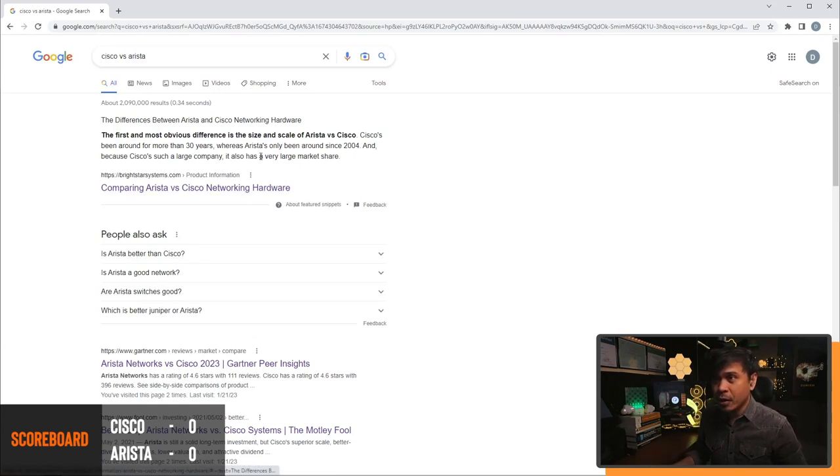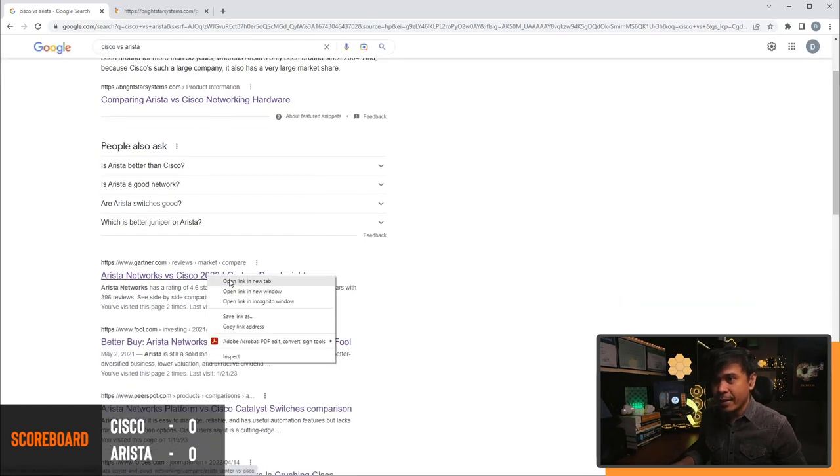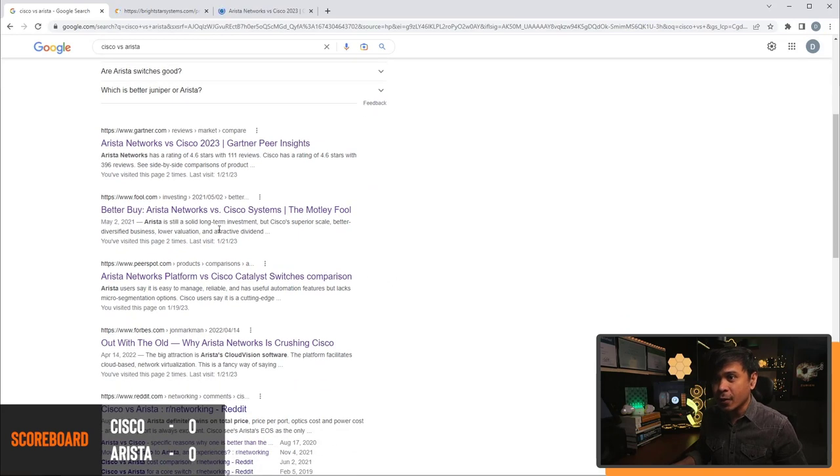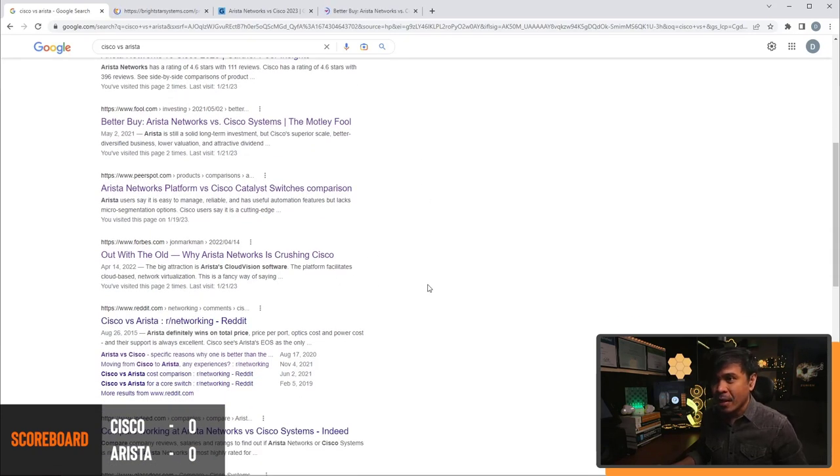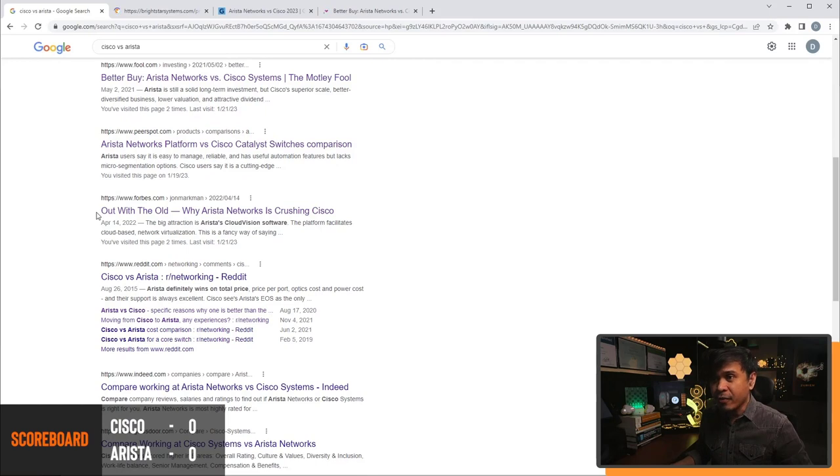So what I'm gonna do is I will open a new tab for this first result and the second result, which is from Gartner.com. And okay, better buy Arista Networks versus Cisco Systems. And this one, Arista Networks Platform versus Cisco Catalyst Switch, is not a good comparison because Cisco Catalyst is enterprise network switches. And Arista switches are more focused on data center. Okay, how about Forbes.com? Out with old, why Arista Network is crushing Cisco. So let's open this four.